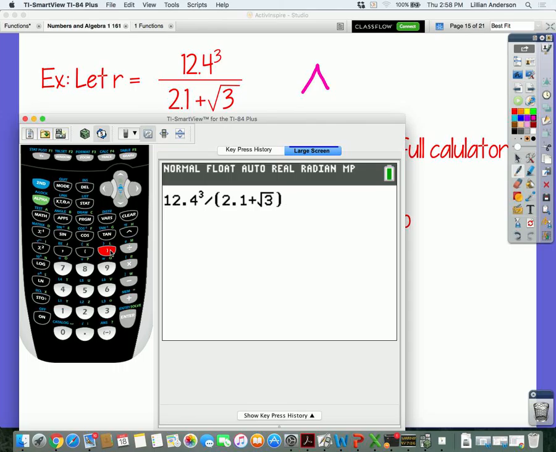Alright? So when you click enter, you got this? Awesome. So let's write down the full calculator display. Write that down.